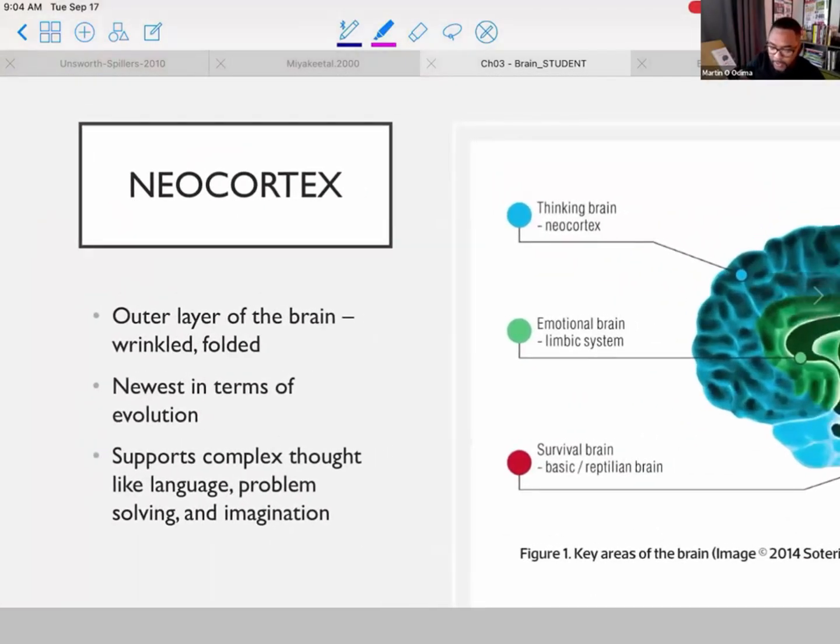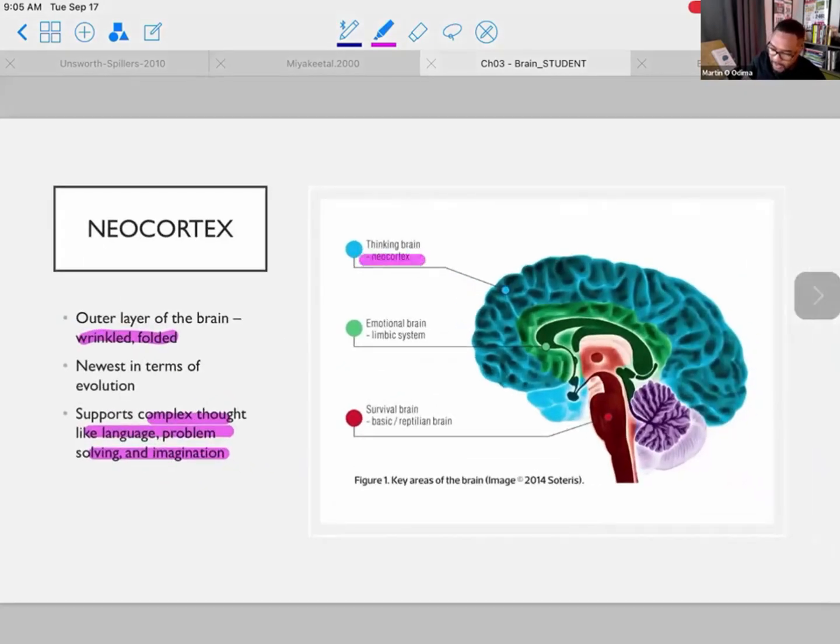So the next thing we're going to talk about is the neocortex, and that's the outer layer of the brain. When we look at a brain, it's very wrinkled and folded, and it's newest in terms of evolution. And it supports complex thought, like language, problem solving and imagination. So that neocortex, we also call it the thinking brain. And we have our emotional brain, which is the limbic system, which we'll talk about, and our survival brain, which is kind of like a reptilian part of our brain, which has to do with more basic things like our body processes.